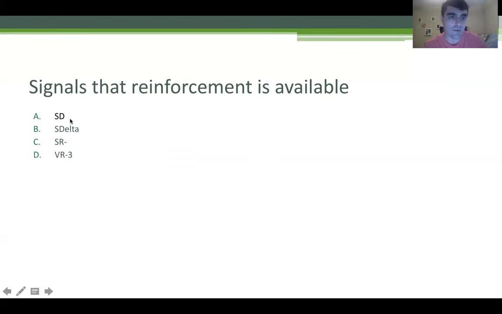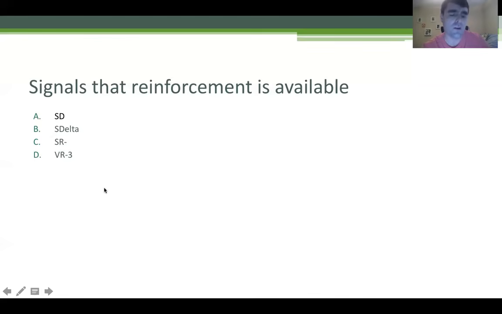So A, SD are discriminative stimuli. To me, that would signal that reinforcement is available. So we'll keep A open. S delta. What is an S delta? An S delta usually signals something isn't available. So you should be able to eliminate B. If you see S delta, the delta means it's not there. So an S delta for punishment signals that punishment is not available, right? So S delta can be taken out.